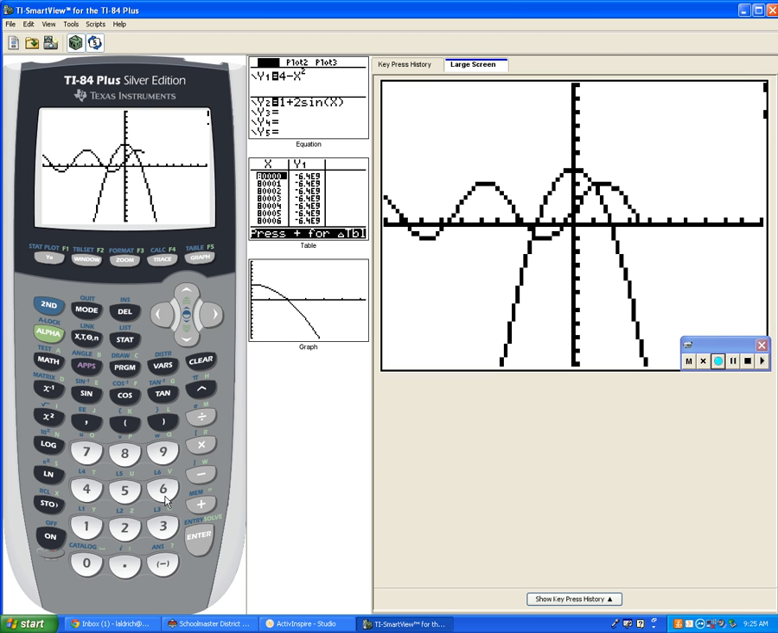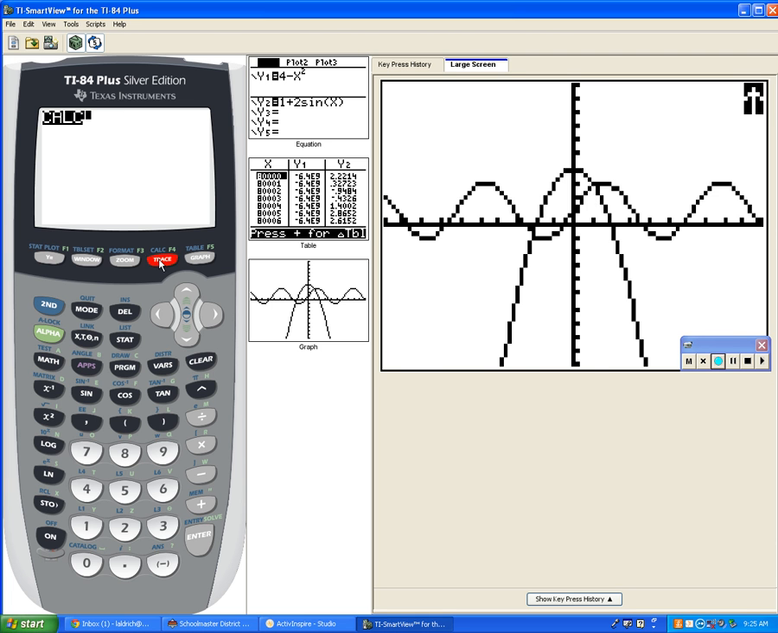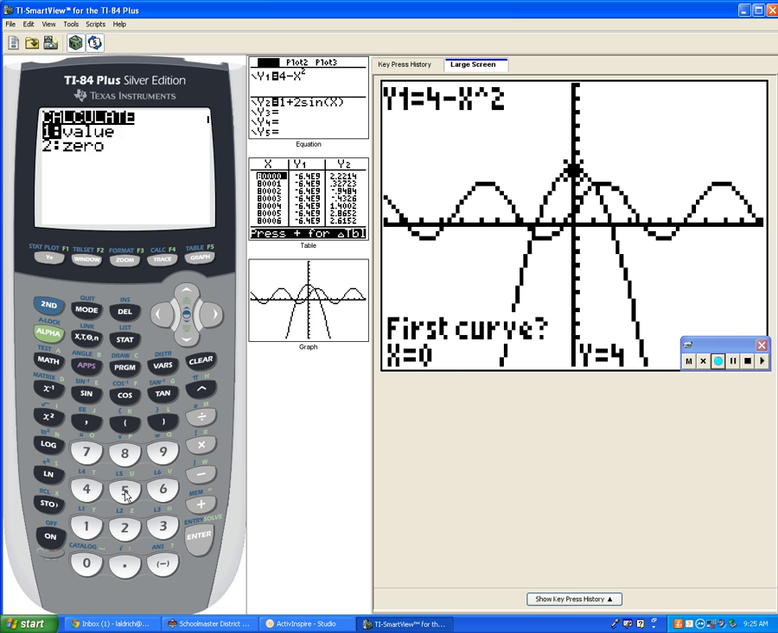Okay, so there's the graphs that we're looking at. So we're just trying to find the area of this little region right here. So yes, 0, but then do you guys know how to find that intersection point? Second, trace, 5, enter.